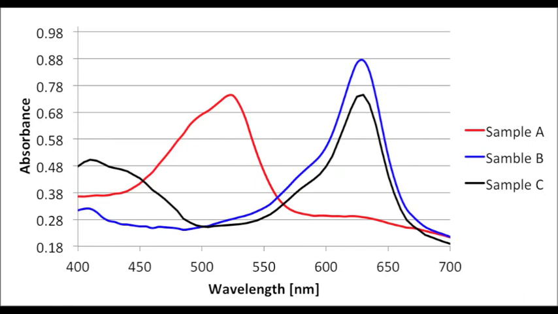By process of elimination, sample C must be the green sample. So what's going on here is we can see there are two peaks, one in the red, one further out in the blue and violet. There's a narrow dip in the middle which allows the green light to pass through while the red, blue, and violet light gets absorbed.